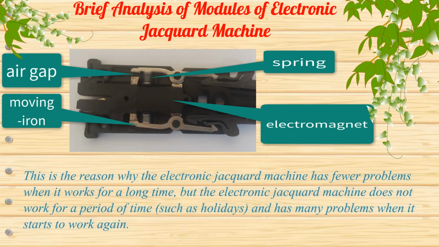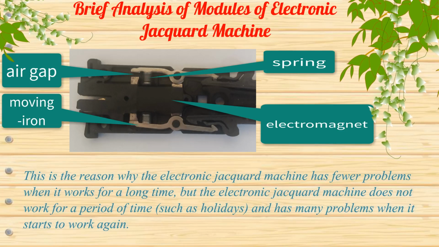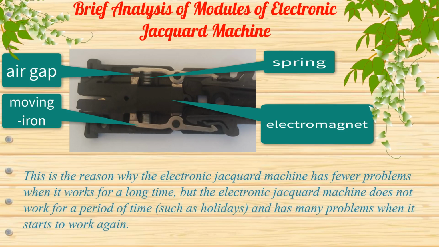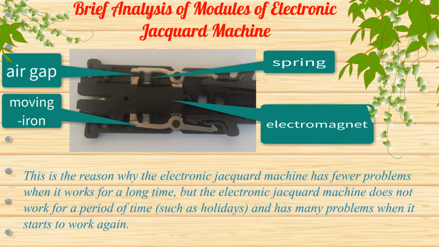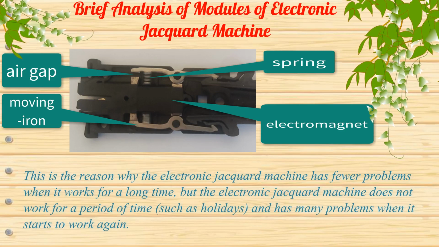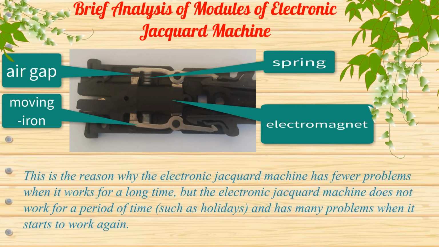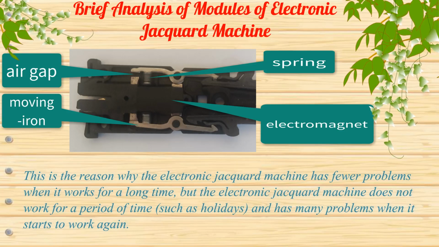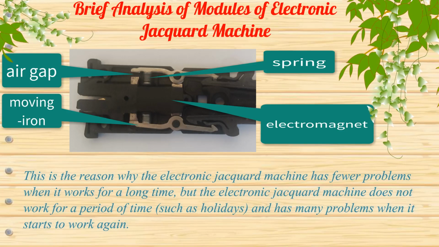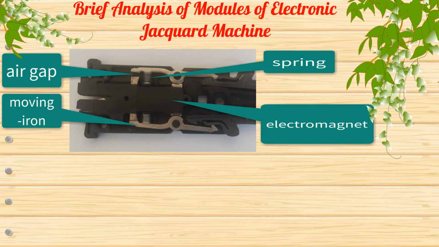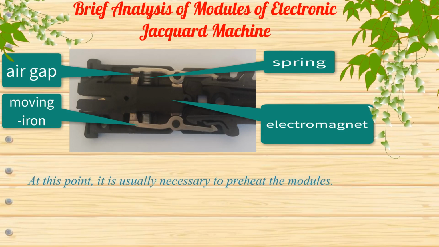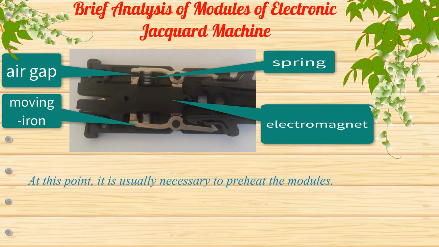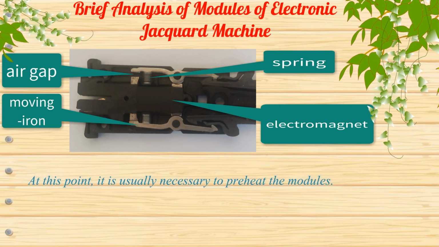This is the reason why the electronic jacquard machine has fewer problems when it works for a long time. But the electronic jacquard machine does not work for a period of time, such as holidays, and has many problems when it starts to work again. At this point, it is usually necessary to preheat the modules.